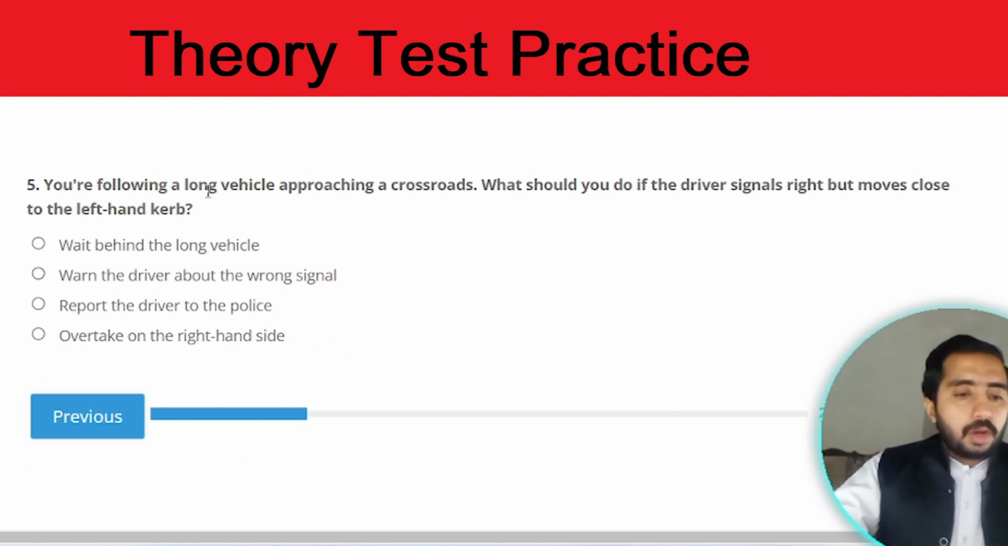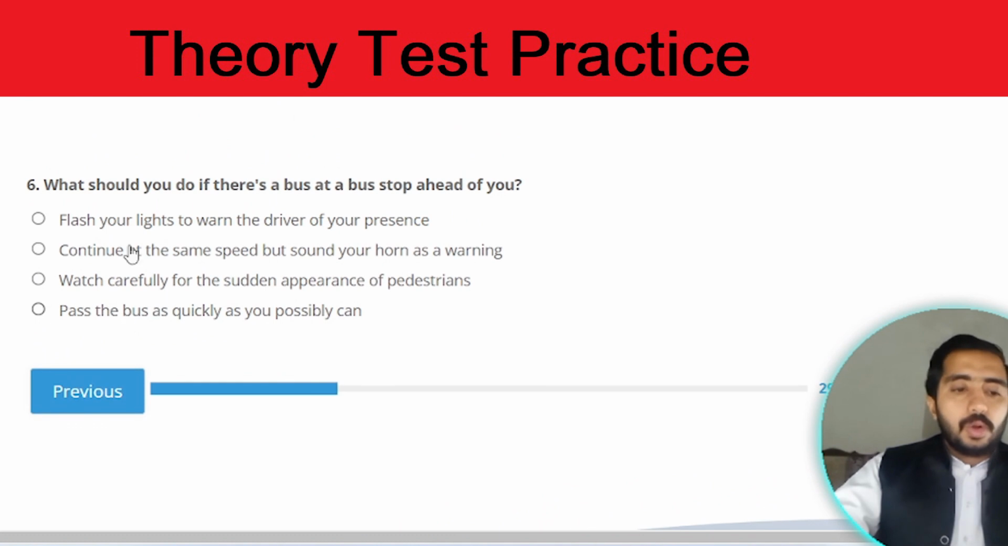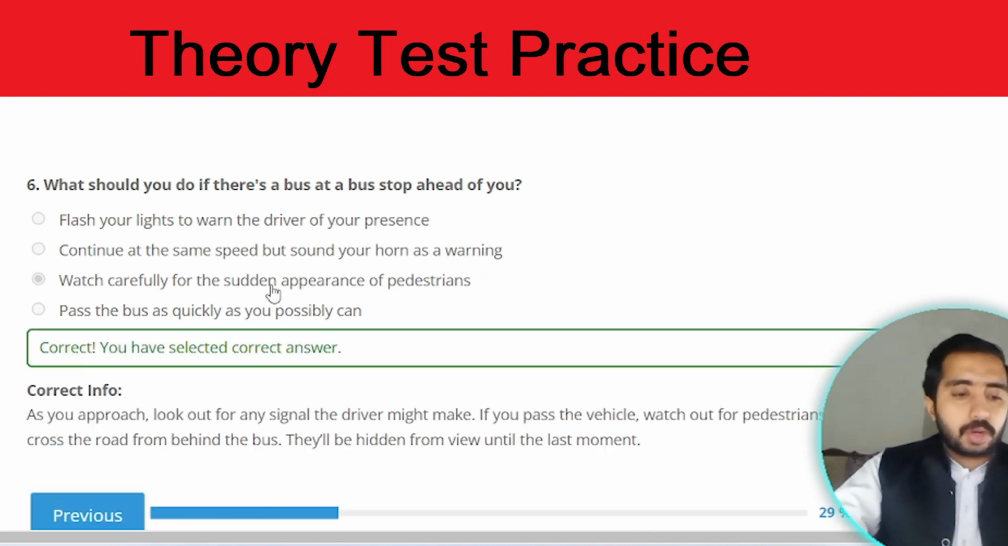You are following a long vehicle approaching a crossroad. What should you do if the driver signals right but moves close to the left hand curb? The correct answer is wait behind the long vehicle. Option A is the correct one. Next question: what should you do if there is a bus at the bus stop ahead of you? The correct answer is option C, watch carefully for the sudden appearance of pedestrians. Option C is the correct option.